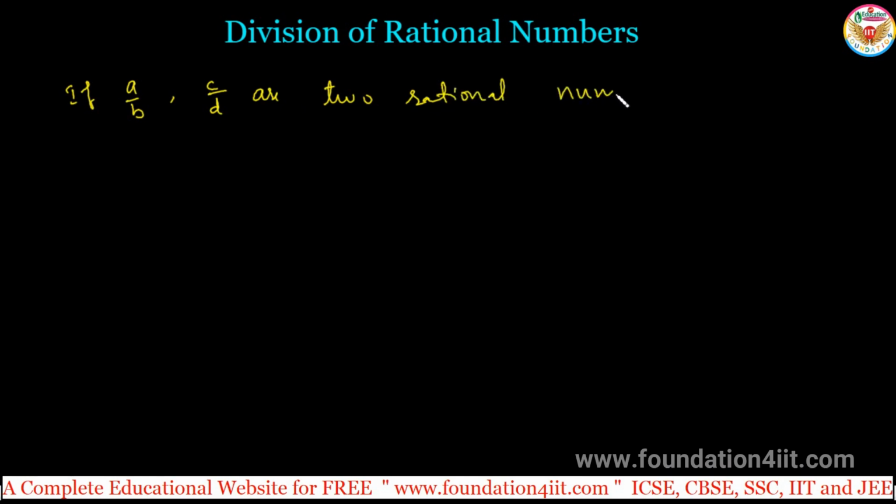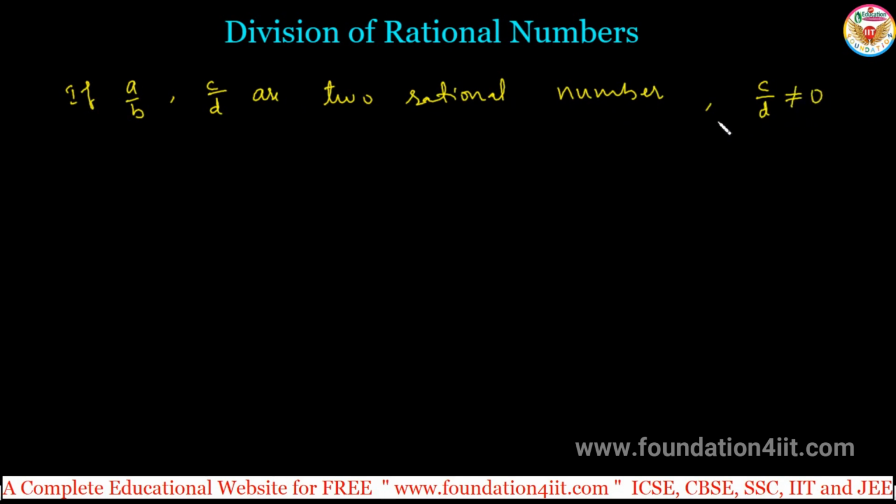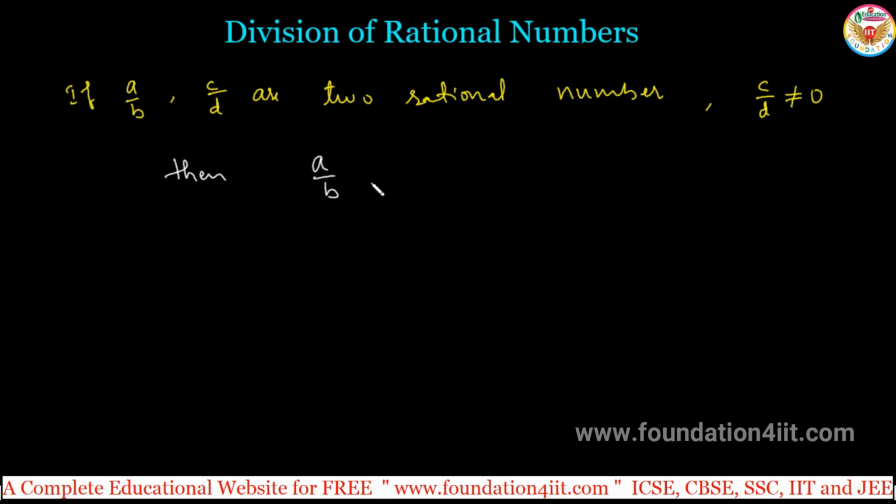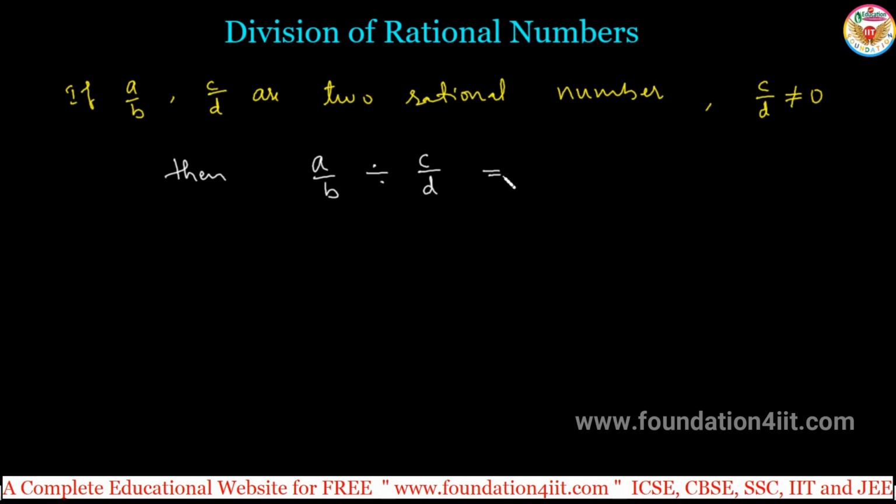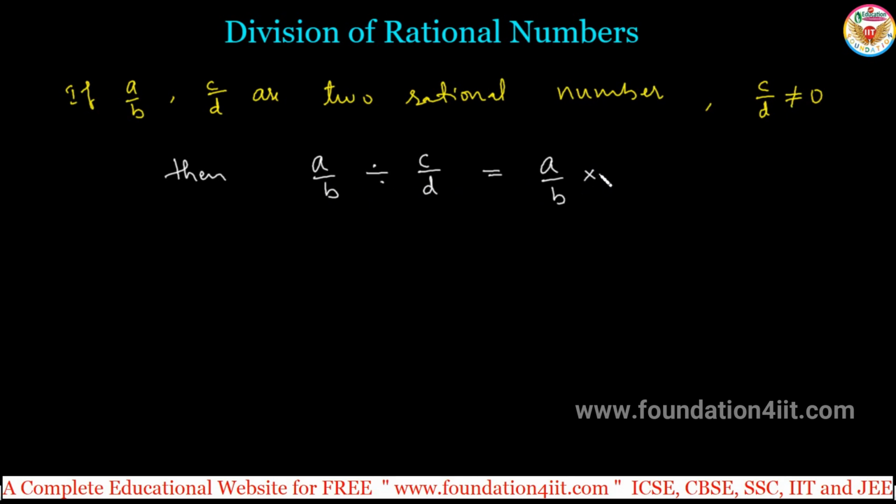Then, how to divide this? And here is the c by d. The second rational number is not equal to 0. That is the rule. a by b and c by d are two rational numbers, and the second one, c by d, is non-zero. Then if you want to divide, a by b divided by c by d. There is one rational number divided by another rational number. That we can write as a by b as it is, divided by c by d, right? So if we keep the multiplication symbol, now that is nothing but the reciprocal of c by d.